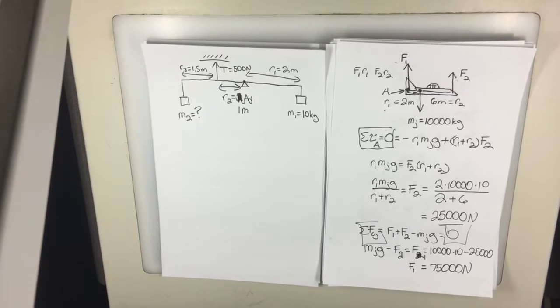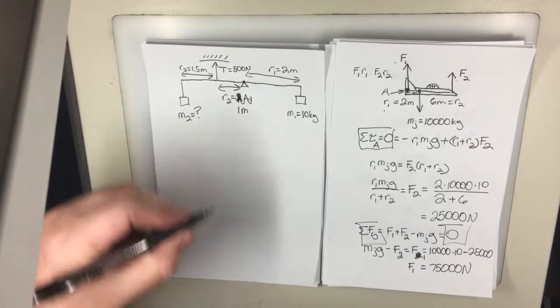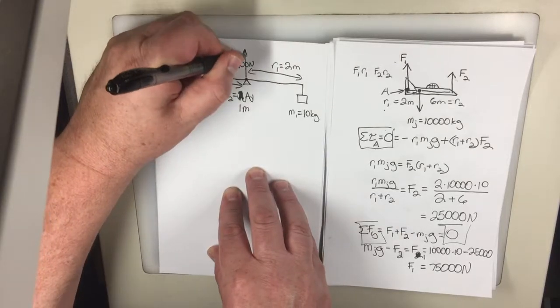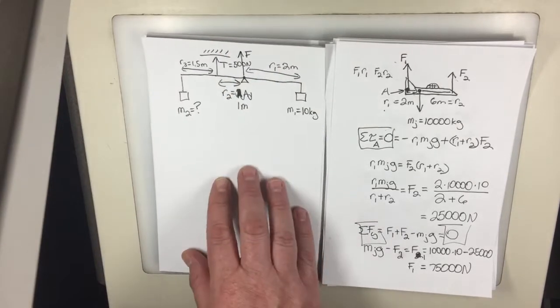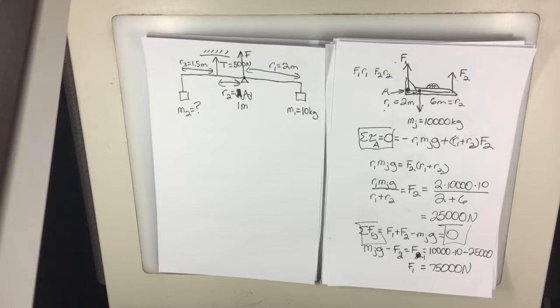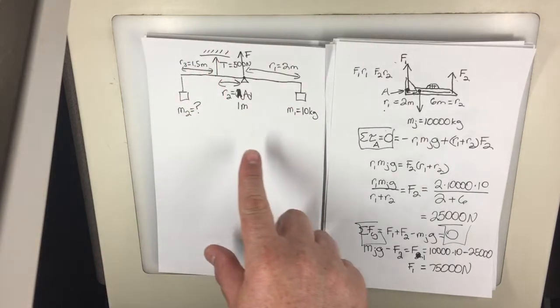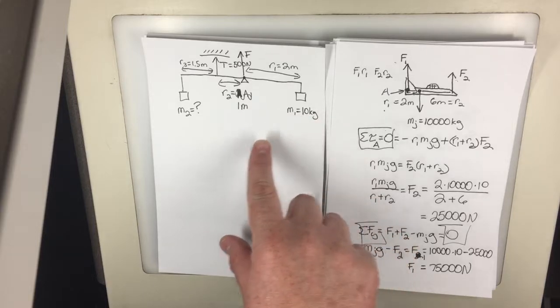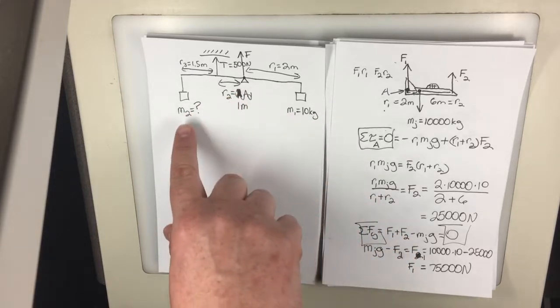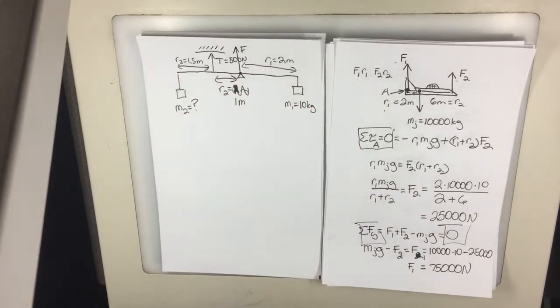The tension in the cable is 500 newtons. So the two questions are, what is M2 and what is that force there? It's like a teeter-totter with a rope pulling up on that side. I got a 10 kilogram mass over here, I got an M2 over there, unknown. What is my F?